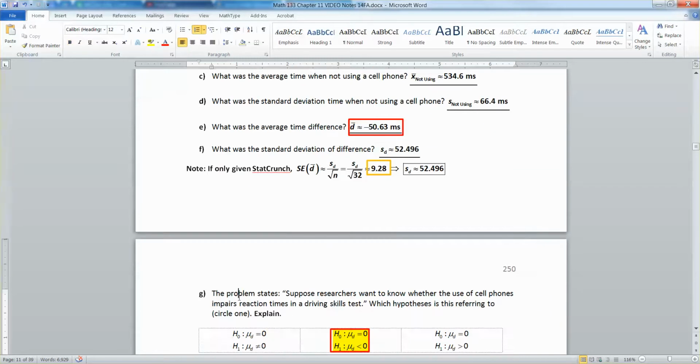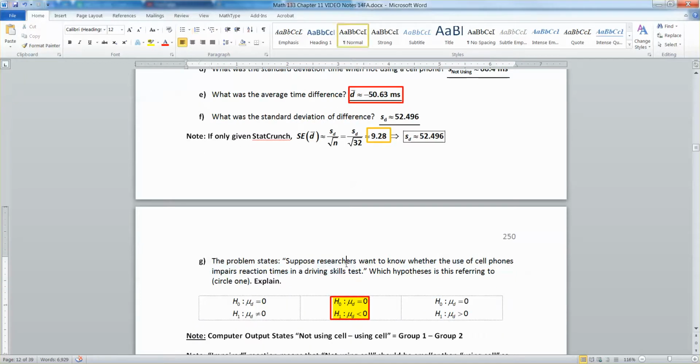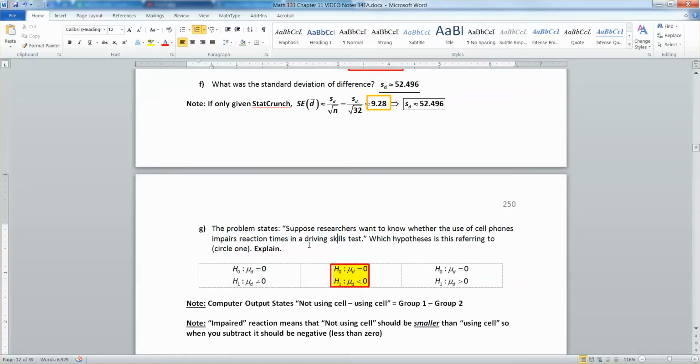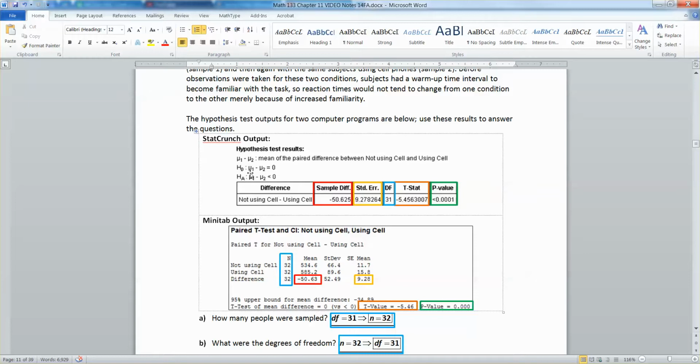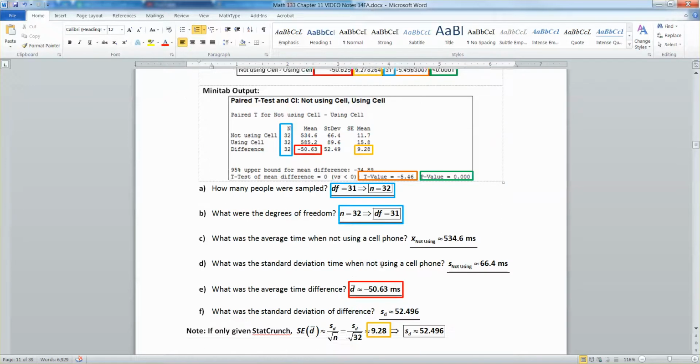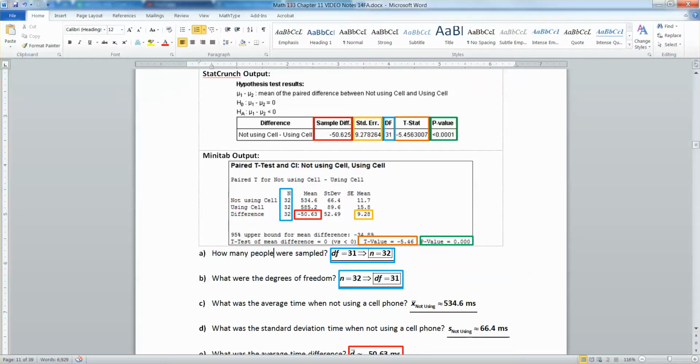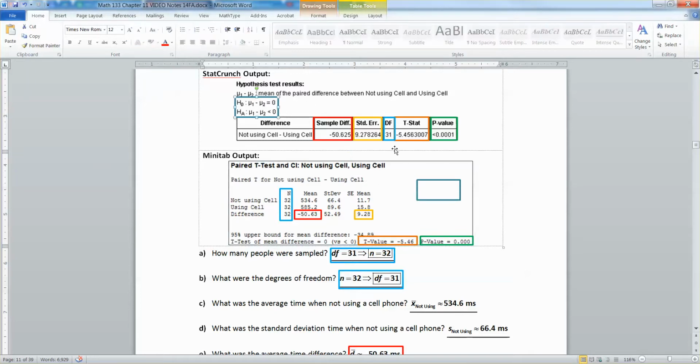Now, the problem states, quote, suppose researchers want to know whether the use of cell phones impairs reaction times in a driving skills test. So let's think about this for just a second, and then figure out which hypotheses this means. Now you can look into the output and you can tell this is a left-tailed test right here. Actually, let me highlight that for you in both pictures. One second. There, I'm running out of colors. I kind of had to make it this dark teal color here. All right, so you can see really obviously in StatCrunch what it is. It's a less than test, but it's much harder to read in the Minitab output.